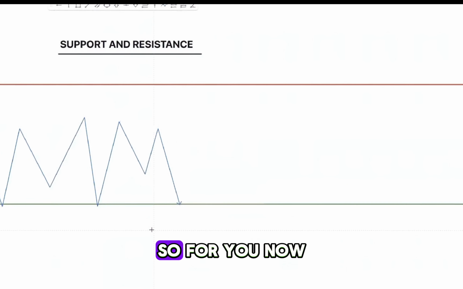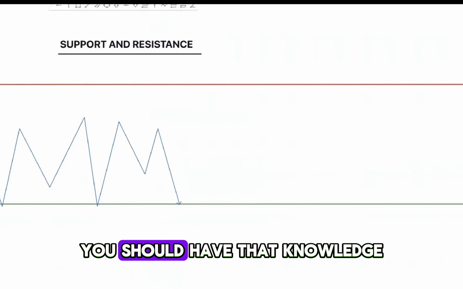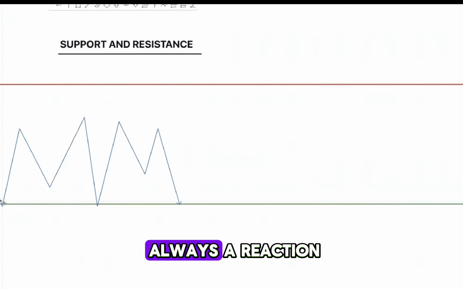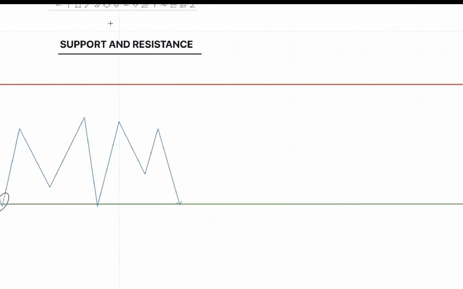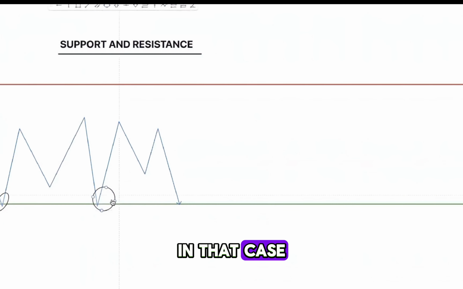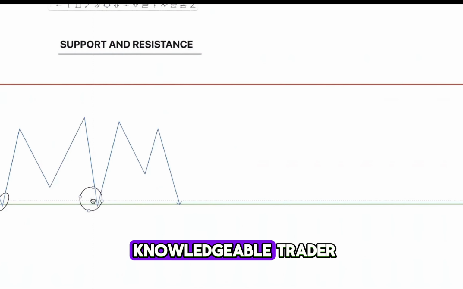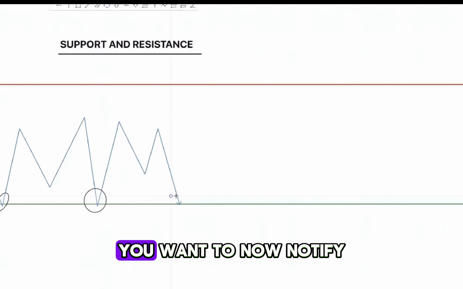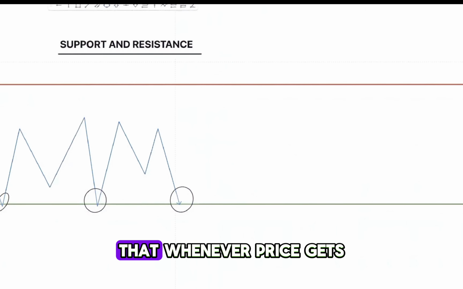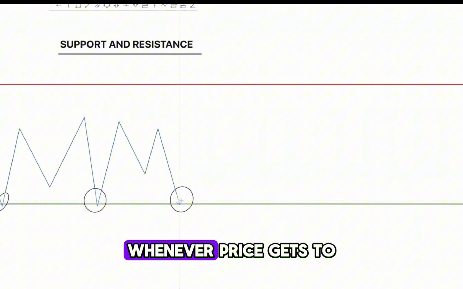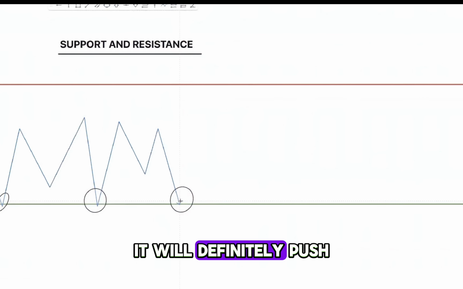So for you now, you should have that knowledge that whenever price reaches this particular area, there's always a reaction. In that case, what you are trying to do as a knowledgeable trader, because we all are knowledgeable, you want to now notify your brain that whenever price gets to this area, you want to start buying, because whenever price gets to this area, it will definitely push price upward.